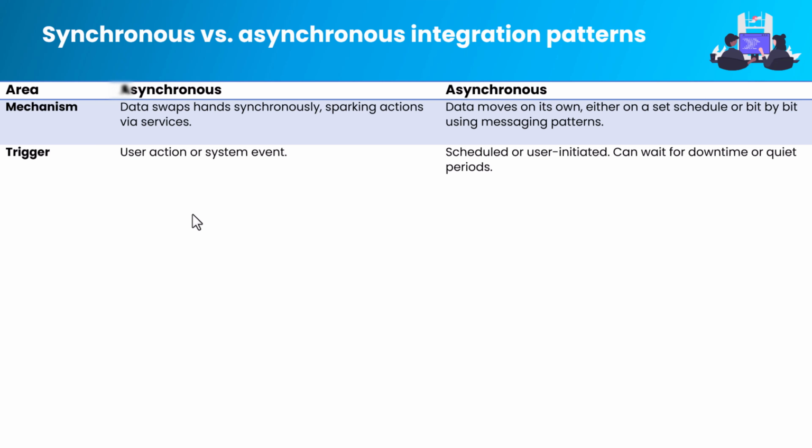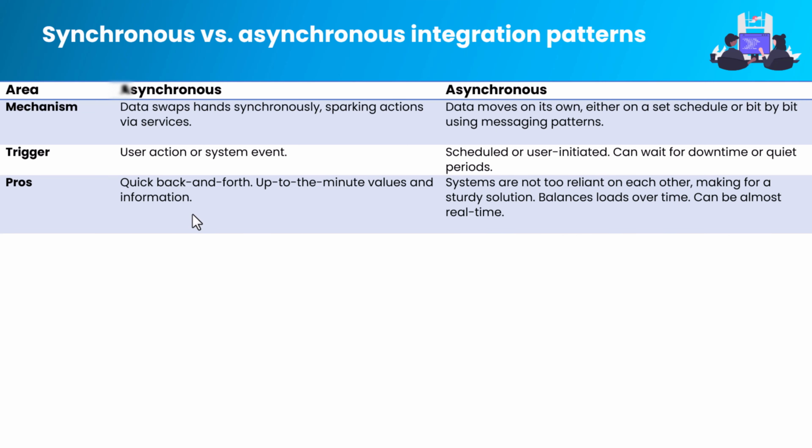If we talk about the asynchronous, it is actually scheduled or user initiated and can wait for downtime or quiet periods. The asynchronous trigger can be based on a schedule, which the user or the system can set. For example, a nightly data backup can be done by a scheduling mechanism or initiated by the user but executed when the system is less busy, such as during non-peak hours, to avoid system overload. So this is all about the trigger.